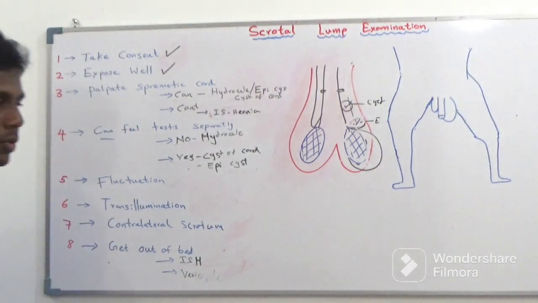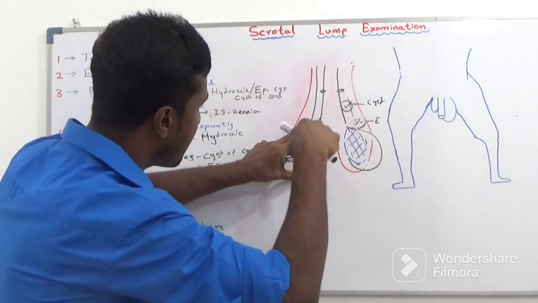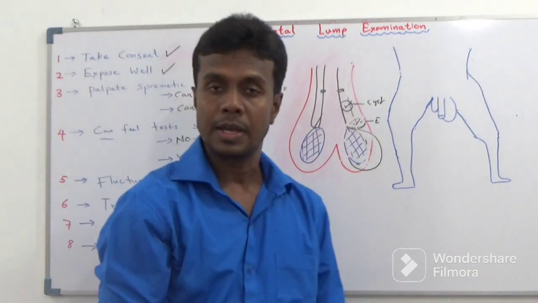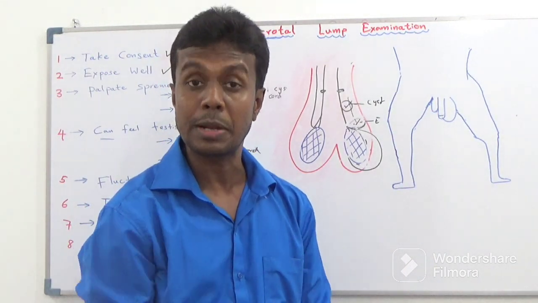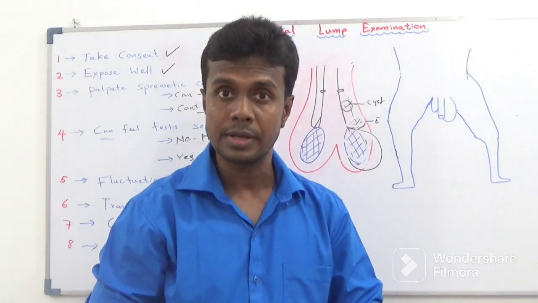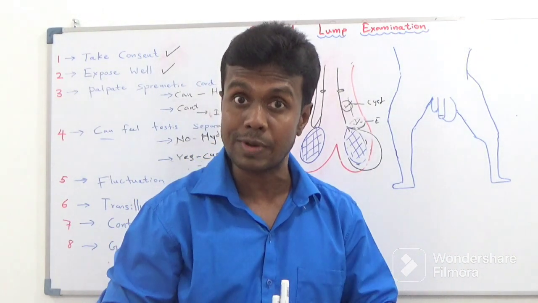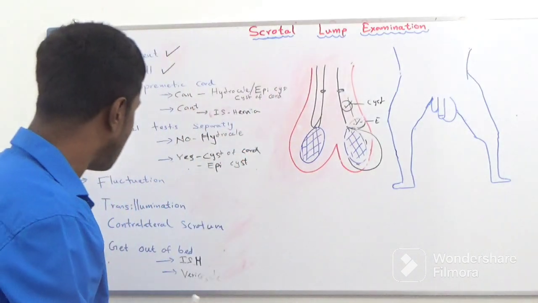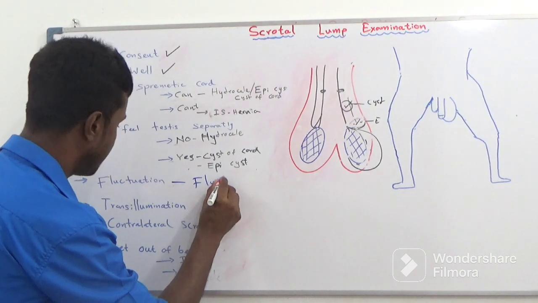Next one, check for fluctuation. Keep your fingers like this and press. If your fingers separate, that is fluctuation. That means it contains fluid. You have to check for cross fluctuation as well. That also means it contains fluid.